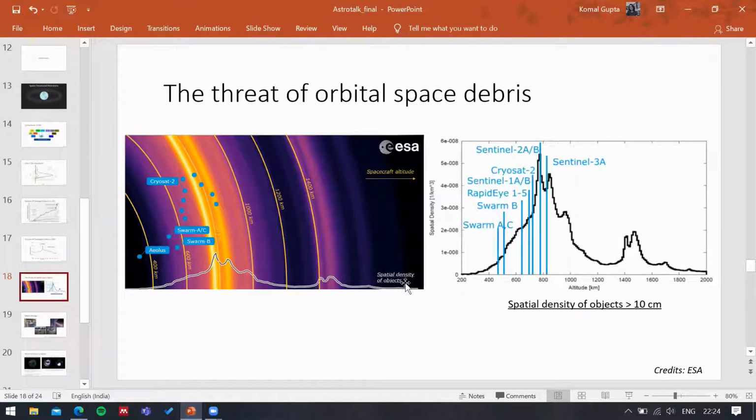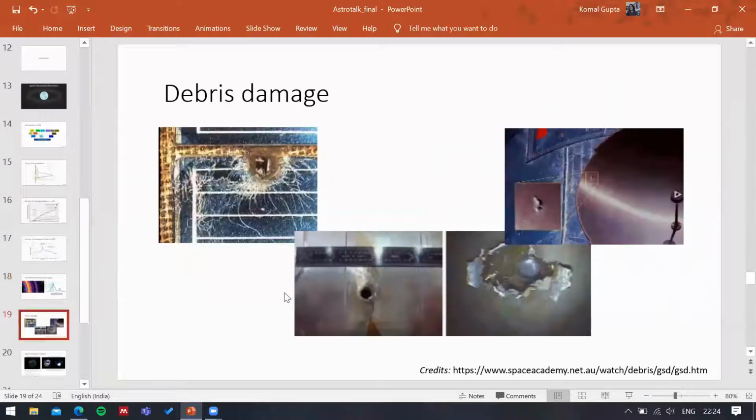Now, if you're not convinced yet about the threat presented by orbital debris, yeah, there are some.